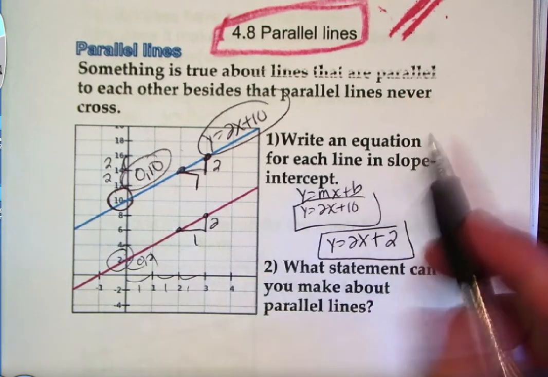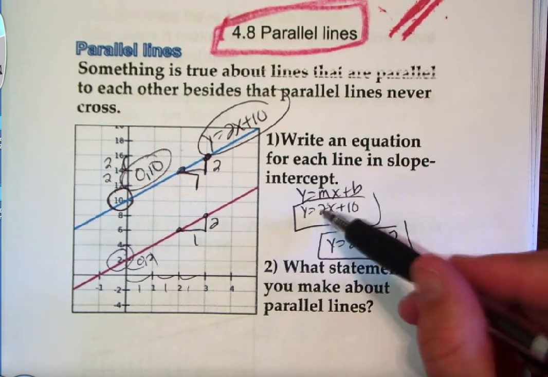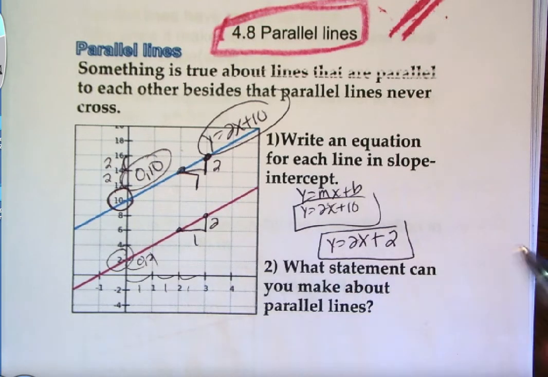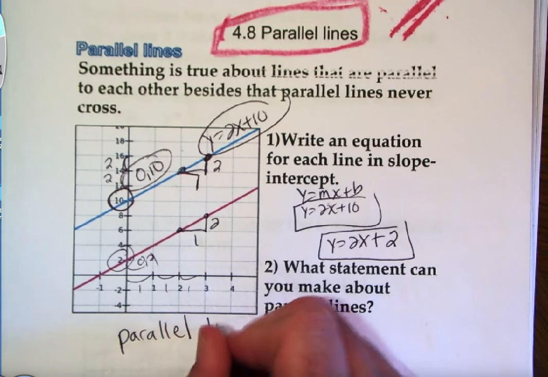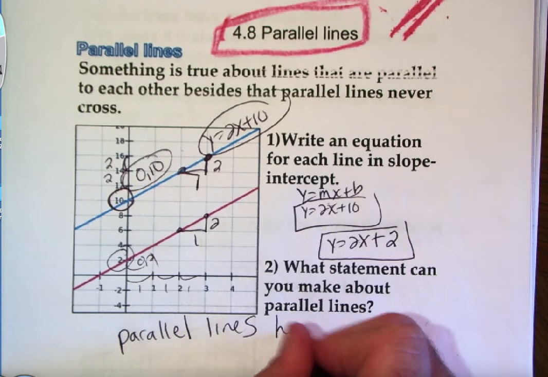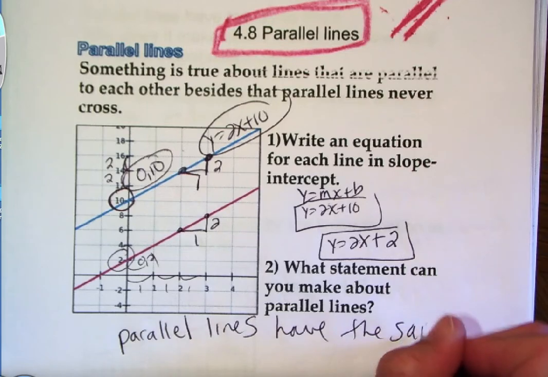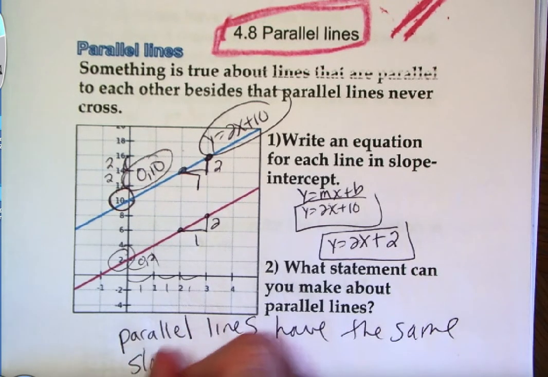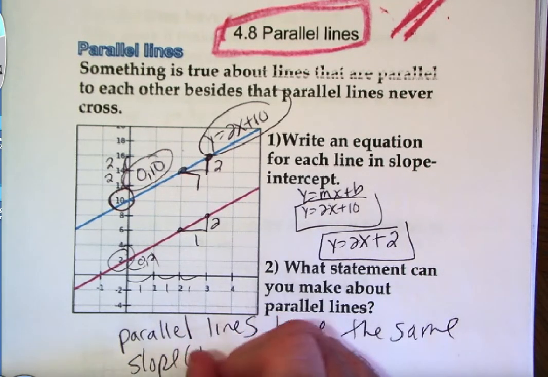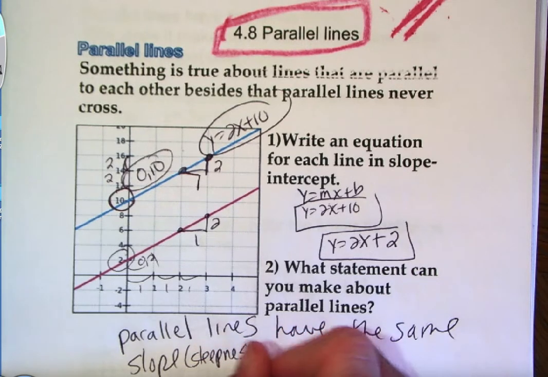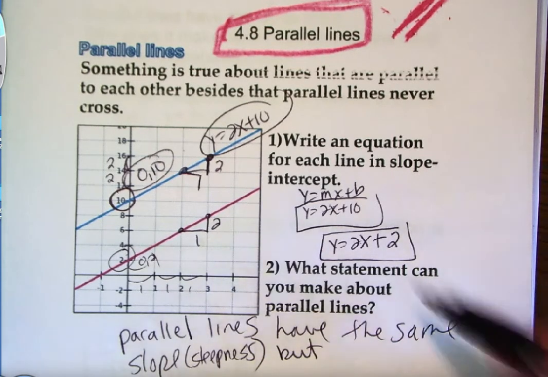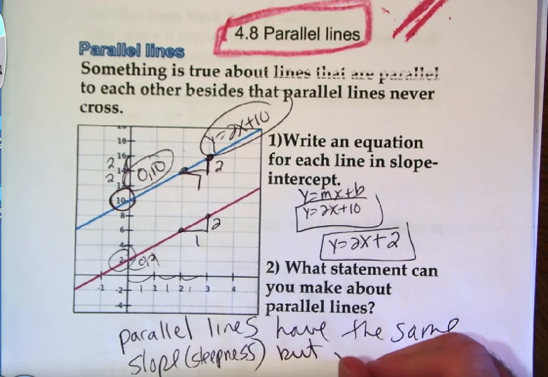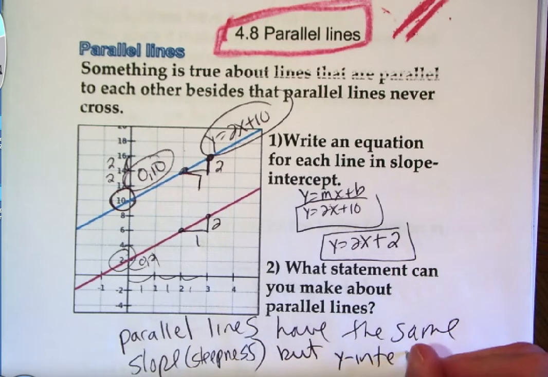Yeah, looking at their equations, I can see that the number next to x is the same number, and that's actually true. So we can add that to our notes, that parallel lines have the same slope, right? And slope is steepness, which makes sense, right? So parallel lines have the same slope as steepness, but they do have something different. What's different about these two? Different y-intercepts. That's right.